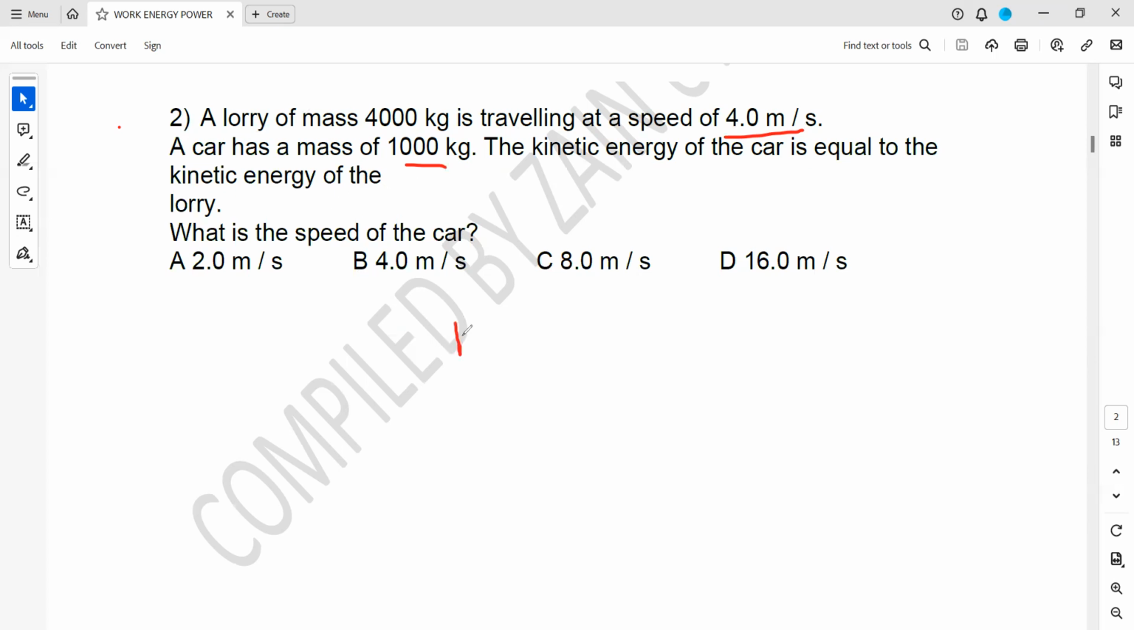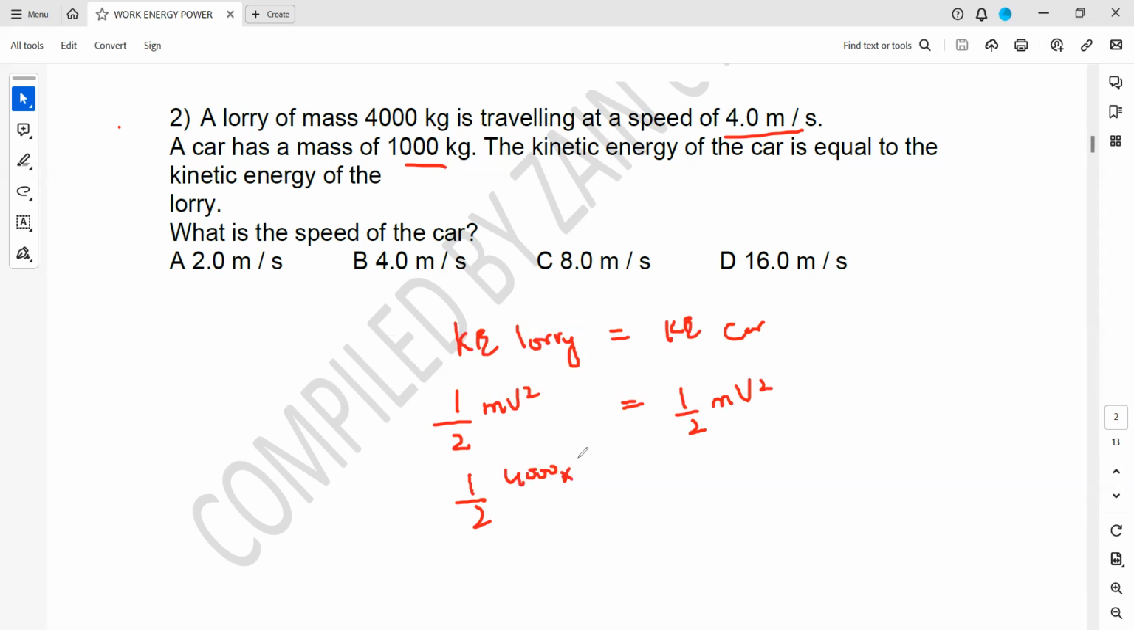So they said that the kinetic energy of the lorry is the same as the kinetic energy of the car. What's the formula to get the kinetic energy? Kinetic energy is half mv square. So half mv square for the lorry will be equal to half mv square for the car. M is the mass of the lorry, which is 4,000. V is the speed at which it is moving, that is 4 square. This will equal half times the mass of the car, 1,000, and the speed we don't know.